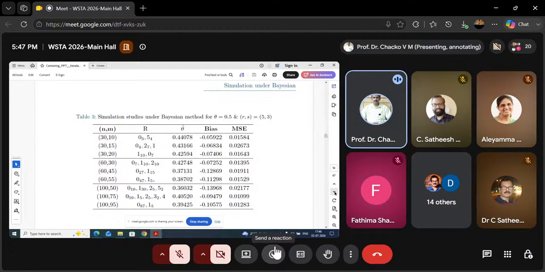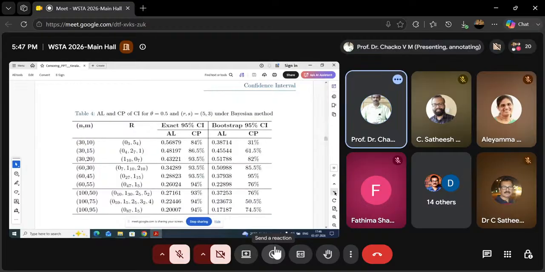So n is the number of units put on test, m is the number of observed failures, R is the first phase number, and S is the second phase number. We constructed 95% confidence intervals using the exponential distribution.